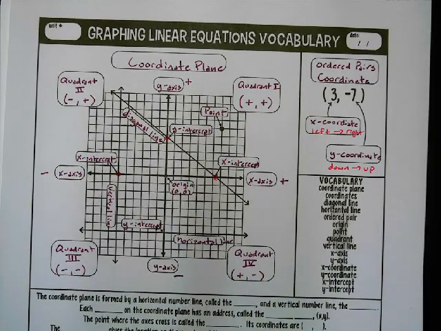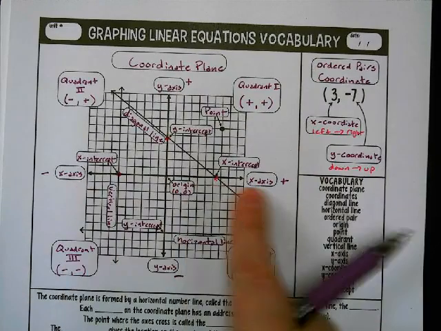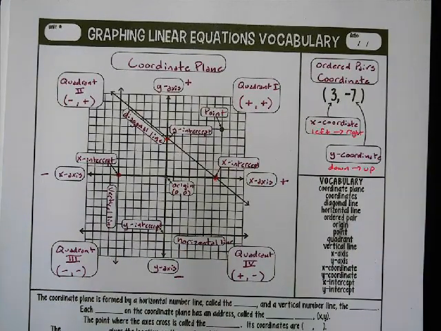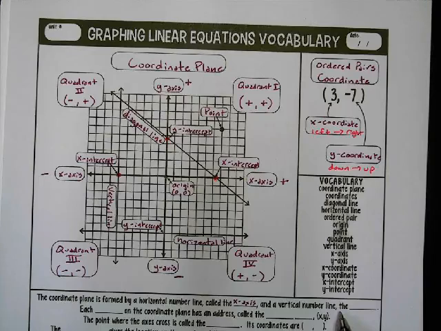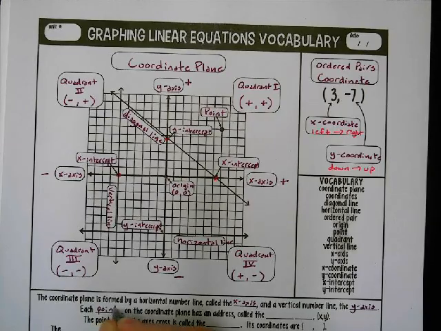All right, I think we covered everything. Okay, so the coordinate plane is formed by a horizontal line right here, which is called the x-axis, and a vertical number line, the y-axis. Each point on the coordinate plane has an address called the ordered pair.